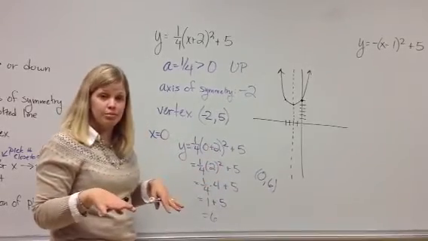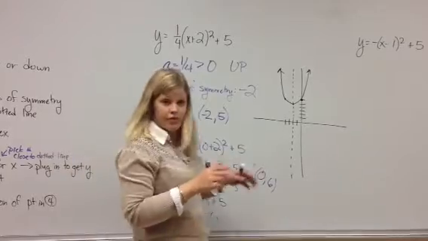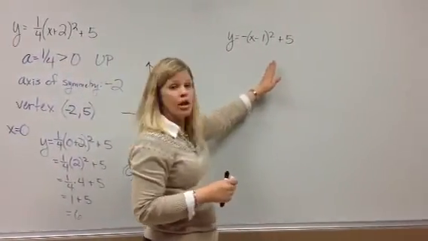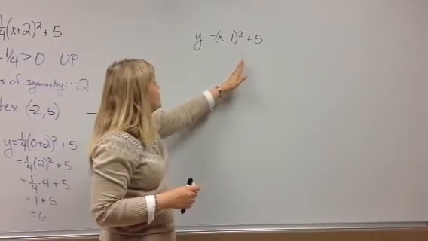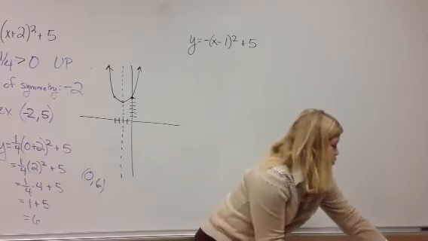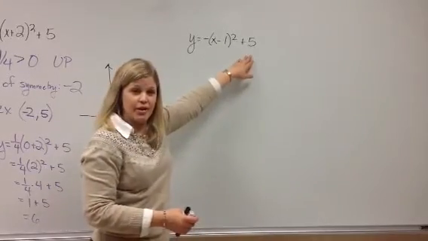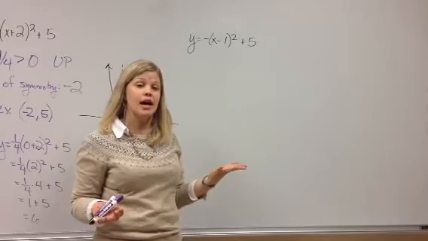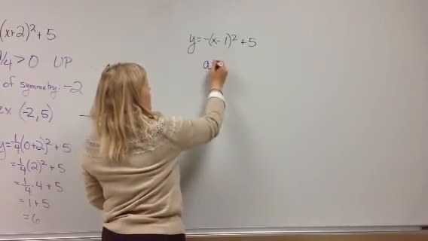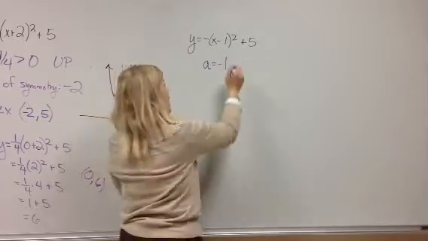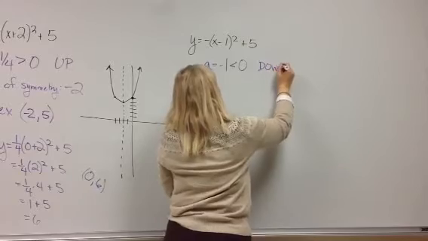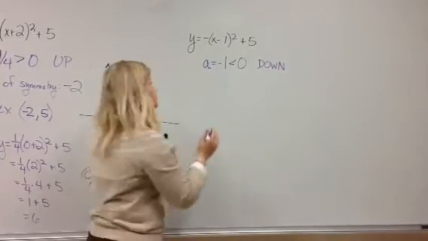Let's do one more example just to get comfortable with this. So let's come over here and look at this example. We have y equals negative, and then in parentheses x minus 1, and that's squared, and then we've got plus 5. Okay, so first thing we need to decide is this, up or down? Well, let's see. This time our a is negative 1. That's less than 0. So, oh, you said it. You're great. It is going to open down.